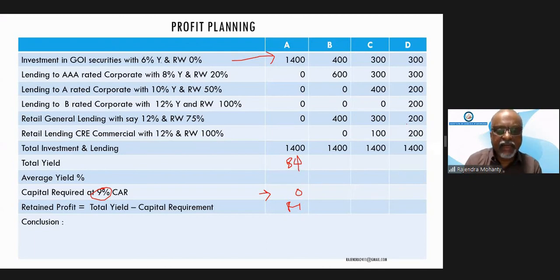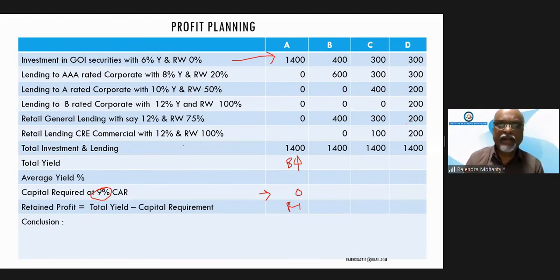So, Sudha, see, here the yield is 6%. Yield is given. Yield is your return. So calculate the return first. How much are you earning on this? Just calculate the return of everything. Add all these things, that becomes your return. Then calculate the capital by applying the formula: exposure multiplied by risk weight multiplied by 9%.